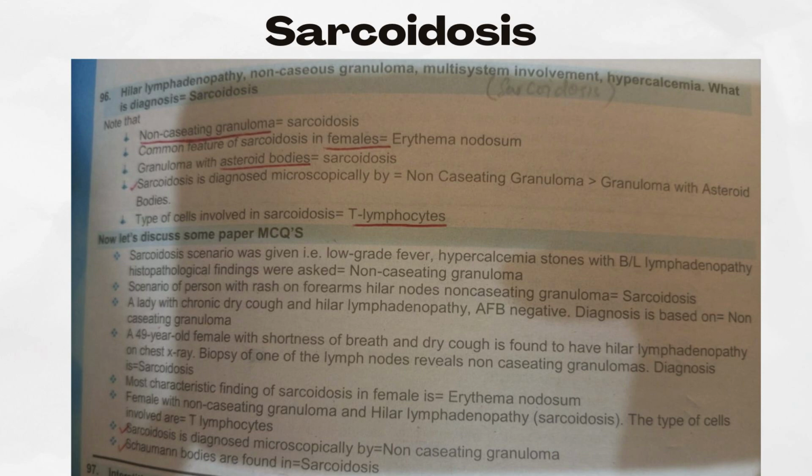However, if both options are given for sarcoidosis is diagnosed macroscopically by, then you are going to take non-caseating granuloma, not the granuloma with asteroid bodies. And the type of cells which are involved in sarcoidosis are T lymphocytes. This is important. These are 4 or 5 points that you need to remember for sarcoidosis.